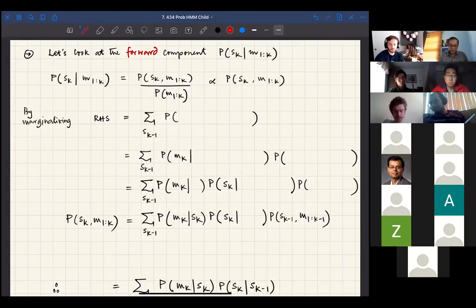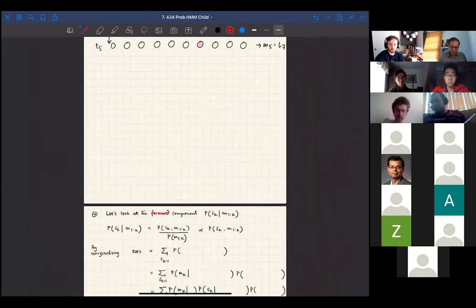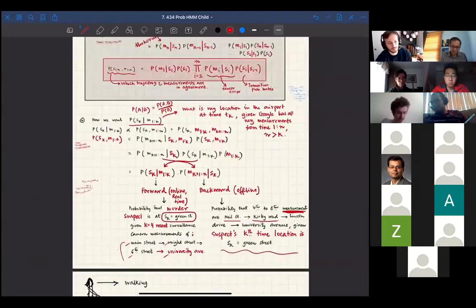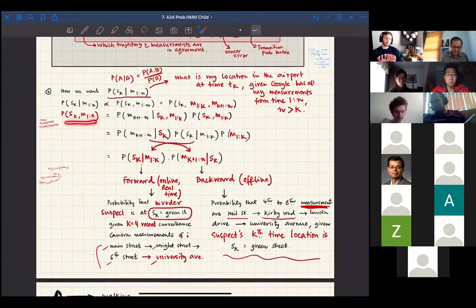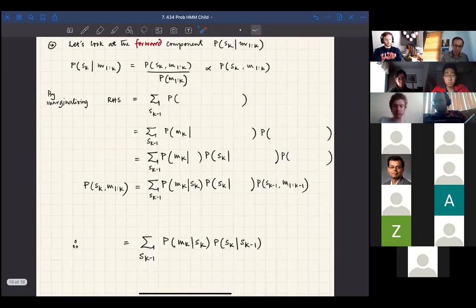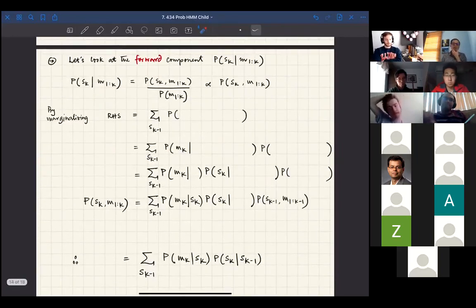Okay. So you're cool with this, right? We now want this forward component. Earlier we had all the way till n. We saw that as the forward component and the backward component. Now we are focusing only on the forward component, and then we'll focus on the backward component, and we'll put it together to get this. So the forward component is S_k given M_1 through k.